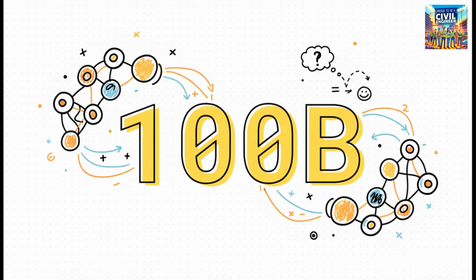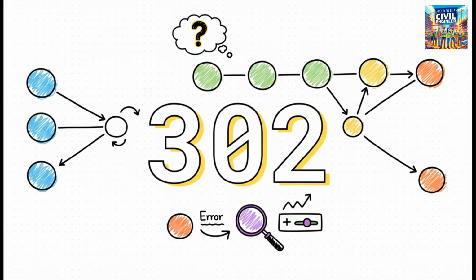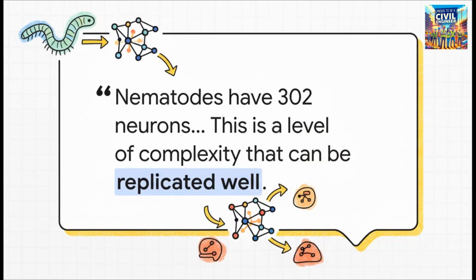We can't even come close to building something like that right now. But here's the thing. It turns out we don't have to. Because look at this, a tiny little nematode worm. It can find food, run from danger, live its whole life with a nervous system of just 302 neurons. And that is a huge insight.